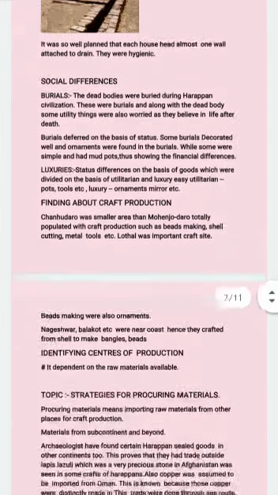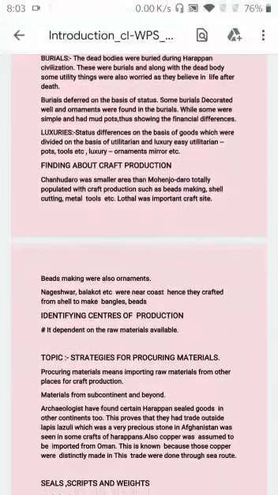Now coming to the craft production. When talking of the craft production, we see that these Harappans were very much into crafts. They made things out of beads, shell cuttings, metal tools. There were many things which they crafted, and these crafts were imported and exported.